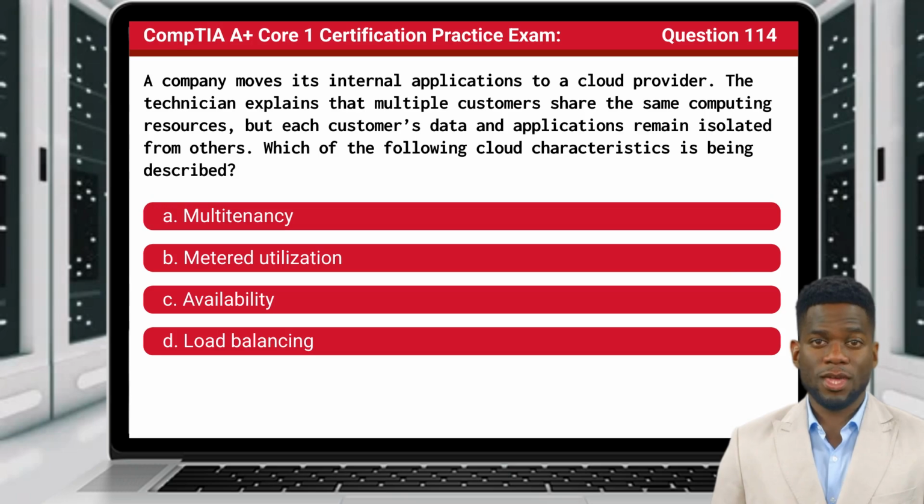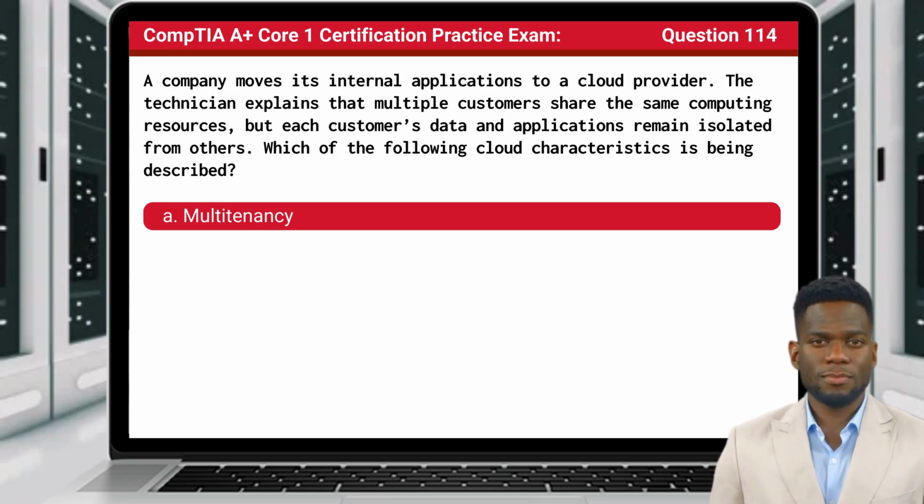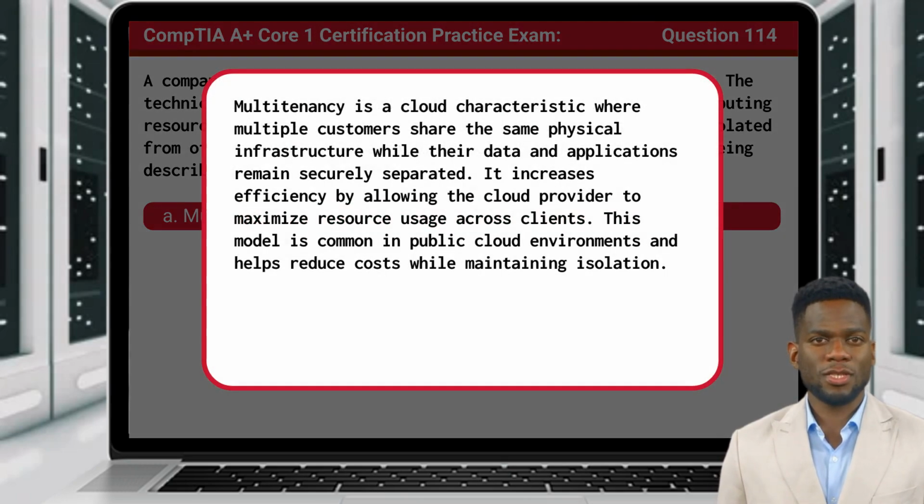The answer is A. Multi-tenancy. Multi-tenancy is a cloud characteristic where multiple customers share the same physical infrastructure while their data and applications remain securely separated. It increases efficiency by allowing the cloud provider to maximize resource usage across clients. This model is common in public cloud environments and helps reduce costs while maintaining isolation.